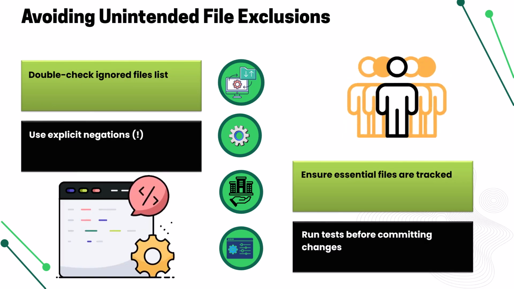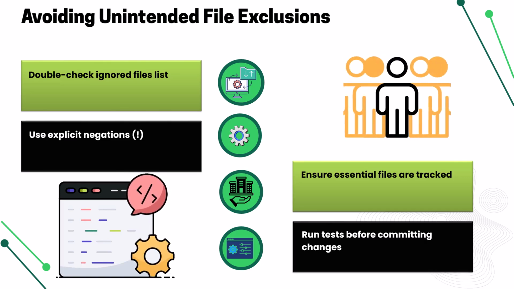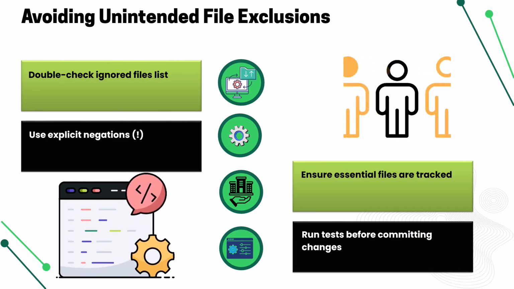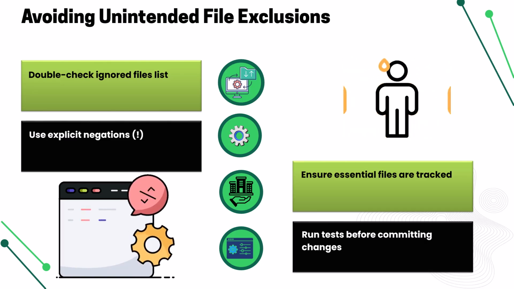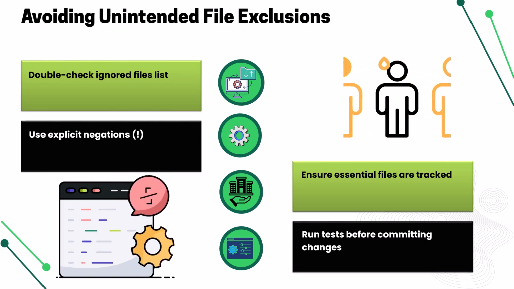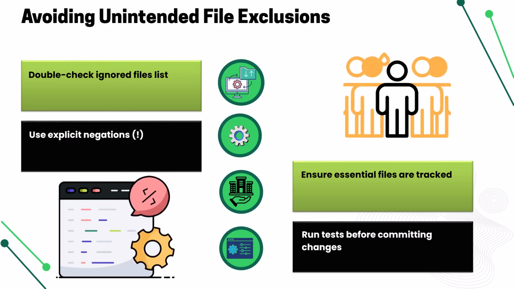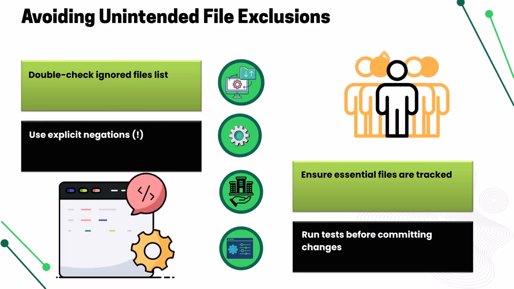Ever had an important file disappear from version control? It's probably Gitignore being a little too enthusiastic. Check the list. Use an important file exception to undo unintended exclusions and always run tests before committing. Because honestly, debugging an ignored file is no fun.